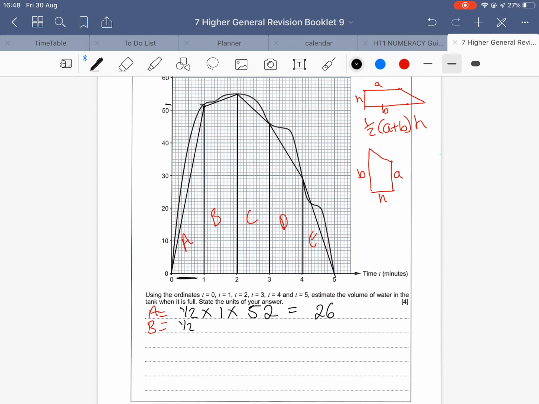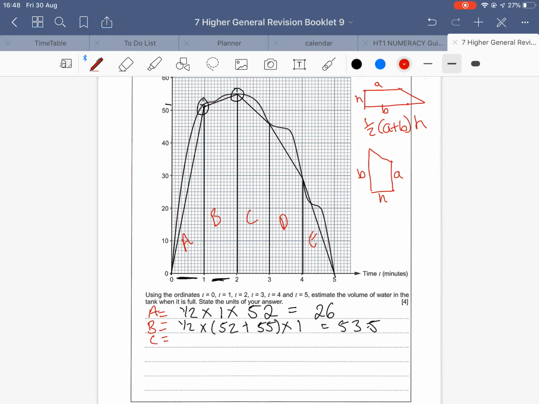So we're going to do a half times these two lengths. So we got 52 from the previous one, plus, what does that go up to? 54, 55. And we want to times that by the height, which again is 1. So we got 53.5, so that's 1 there.